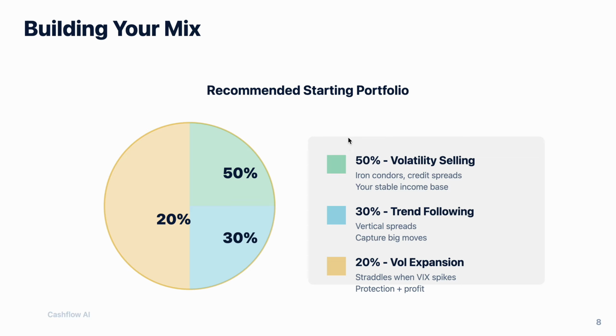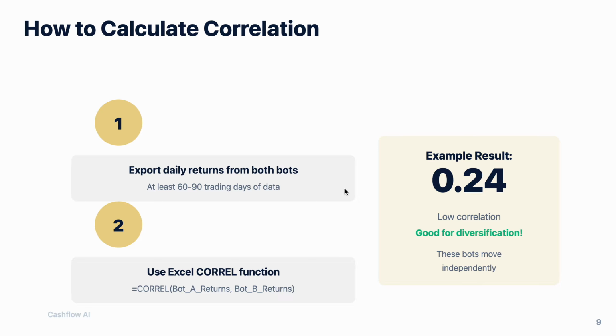And so really, here's kind of like a recommended starting portfolio for a mix. This is not financial advice, but this is something that you could use as a portfolio. So if you want to put 50% into a volatility selling portfolio, 30% in trend following, 20% in volatility expansion, that's going to allow you to be very diverse, or even a simple 33% split on all of these would work as well.